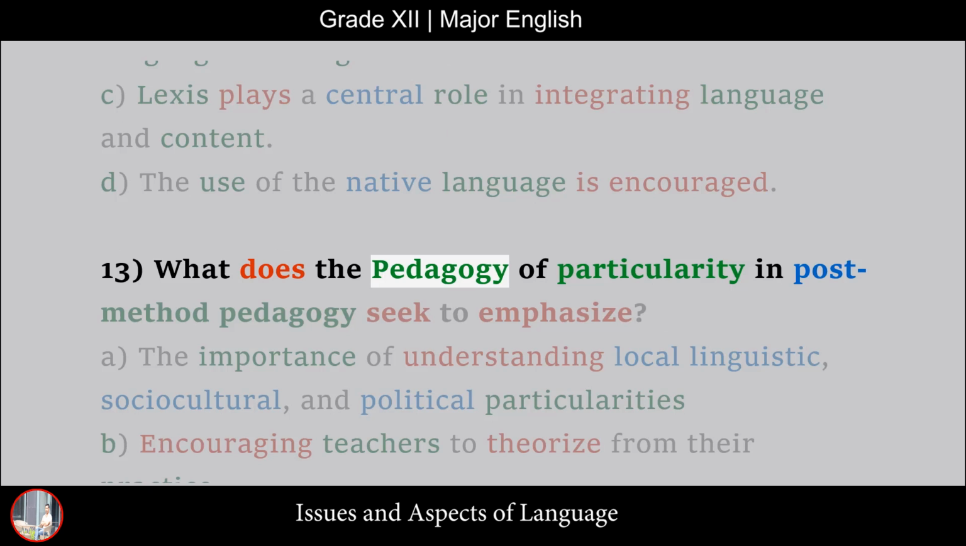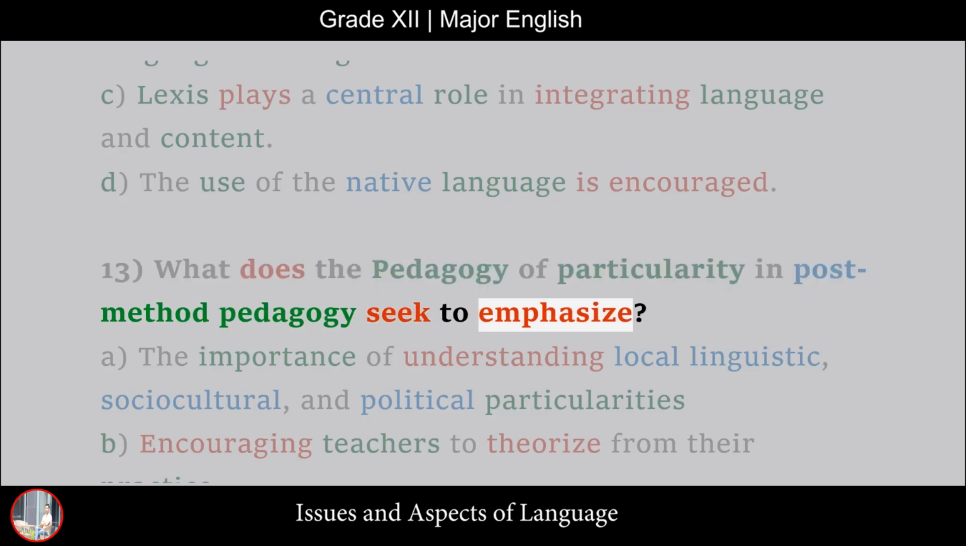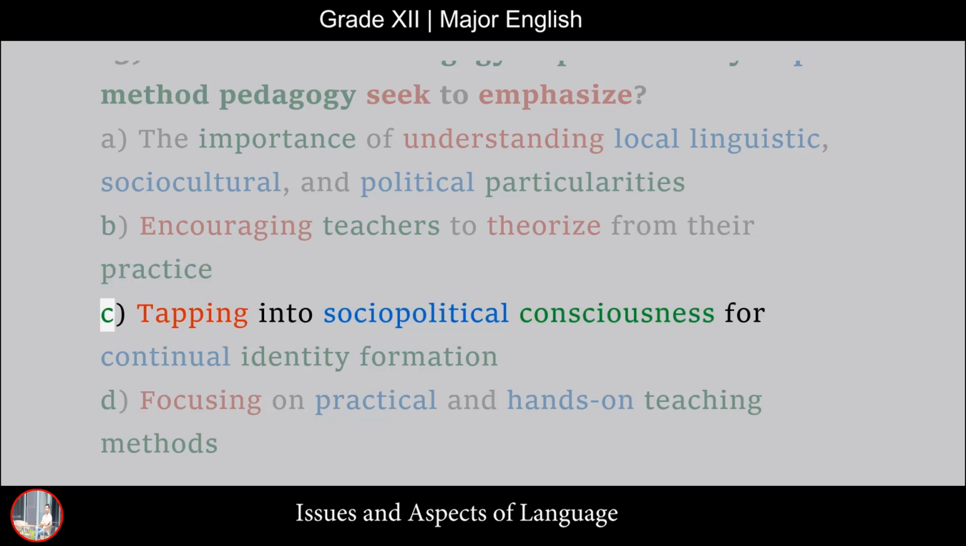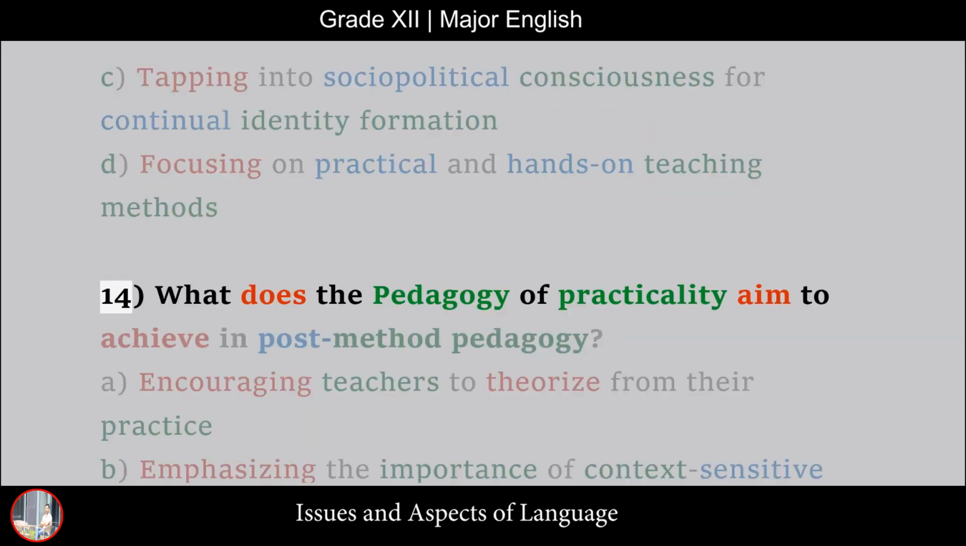13. What does the pedagogy of particularity in post-method pedagogy seek to emphasize? A. The importance of understanding local linguistic, sociocultural, and political particularities. B. Encouraging teachers to theorize from their practice. C. Tapping into socio-political consciousness for continual identity formation. D. Focusing on practical and hands-on teaching methods.